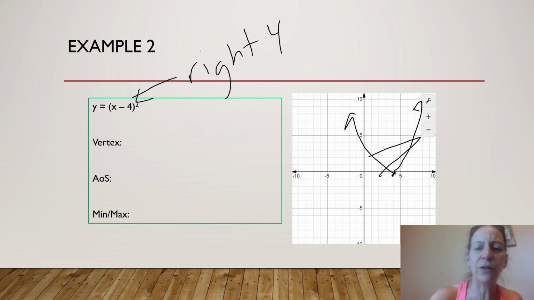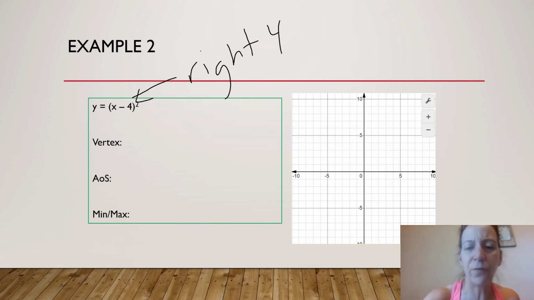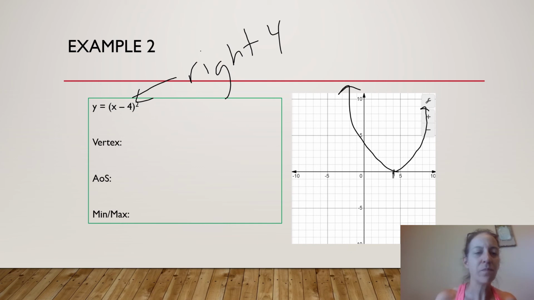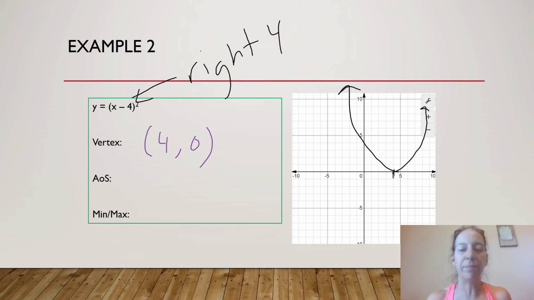So something like that. That looks a little bit too pointy. I might nail you for that on a test if you sketch it quite like that. So let me do a little bit better myself. Okay, and then our vertex is right there. Okay, so answering the questions, our vertex is a point. So it is at the point 4, 0. We go right 4, up 0. That's like all we did. We just went right 4.